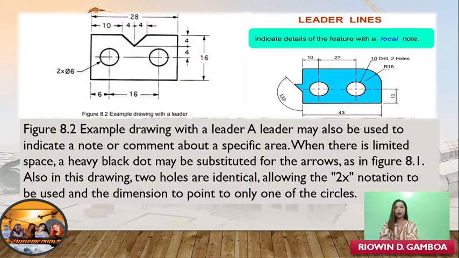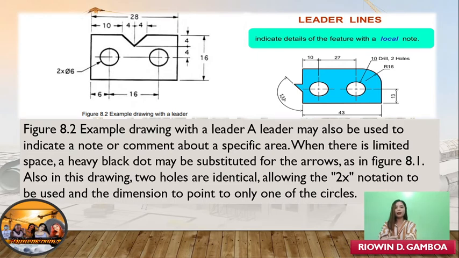Example, drawing a letter A. A letter may also be used to indicate a note or comment about a specific area. When there is limited space, a heavy black dot may be substituted for the arrows, as in figure 8.1. Also in this drawing, two holes are identical, allowing the 2x notation to be used and the dimension to point to only one of the circles.